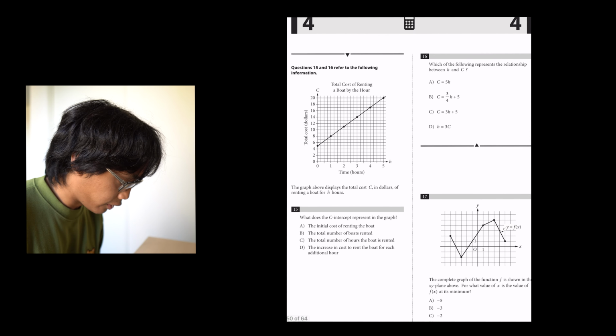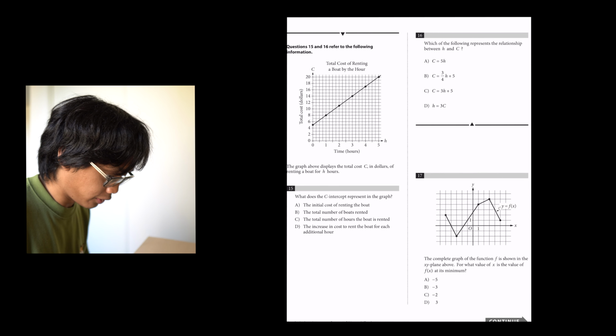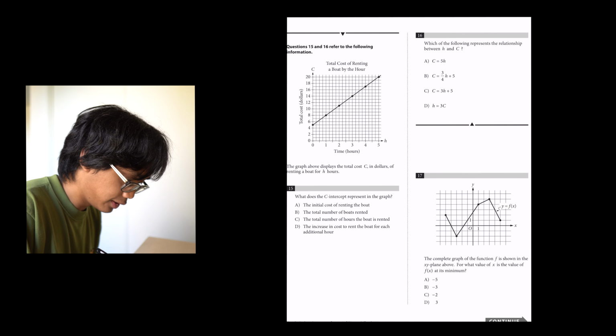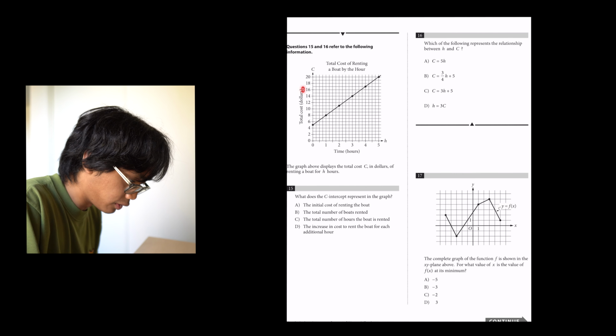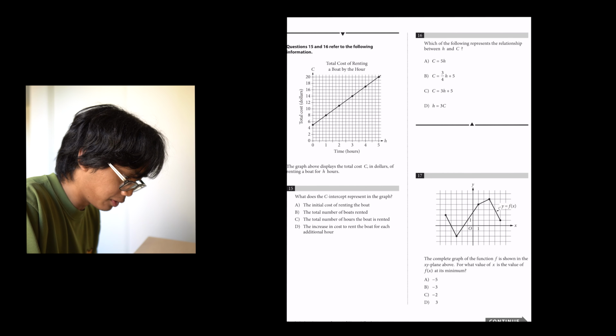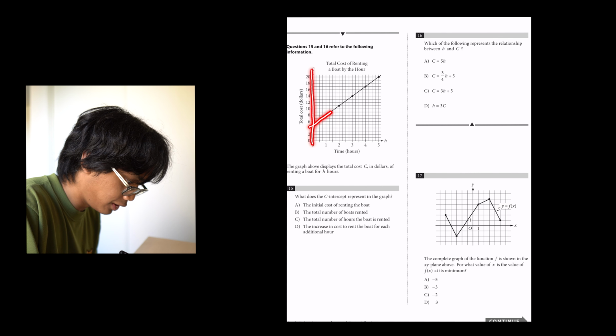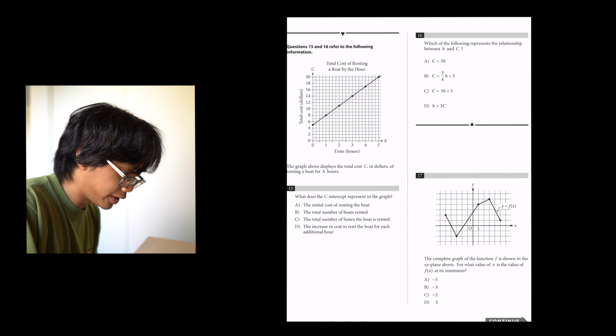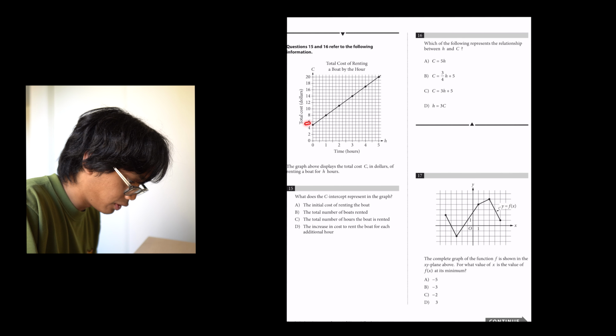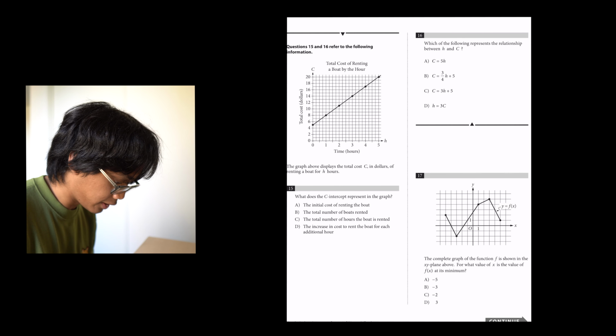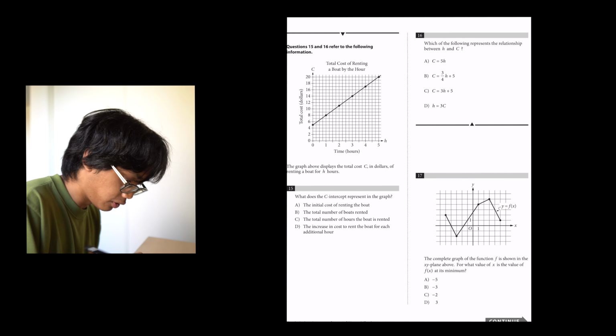15 and 16 are looking at the graph. What does the C-intercept in the graph represent? So C is the cost in dollars, and the C-intercept is going to be the point where the line intersects here, which is right here, which we can see is going to be about $5 for 0 hours. Between the answer choices, it's going to be the initial cost of renting the boat.